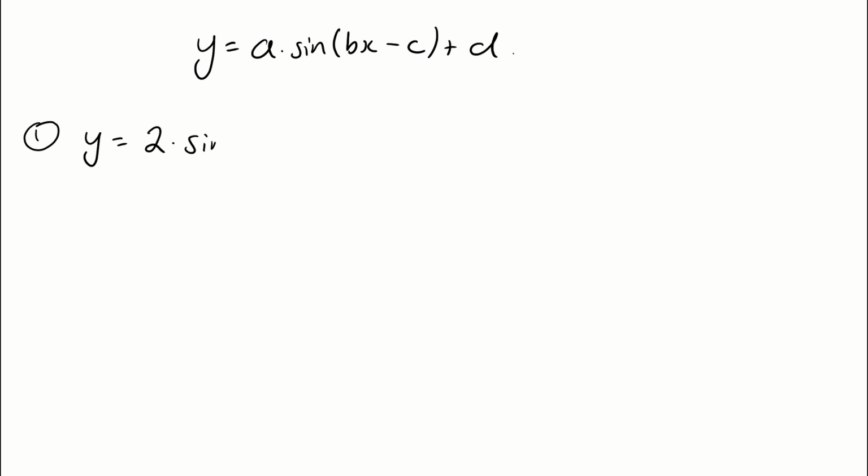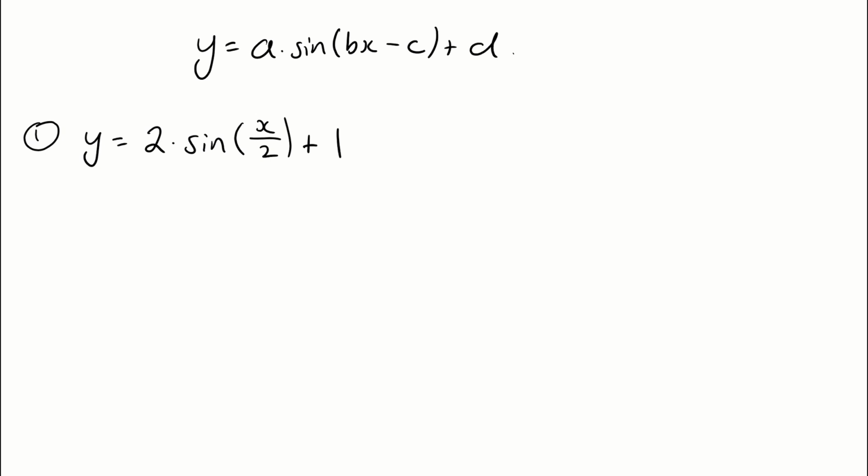So let's write down our y equals a times the sine of bx minus c, plus d. That's the general formula for a sine function. Now what we're going to have a go at is part 1. We're going to have a go at sketching what y equals 2 times the sine of x over 2, plus 1 looks like.